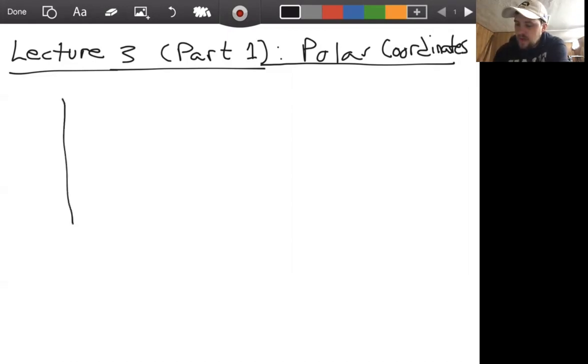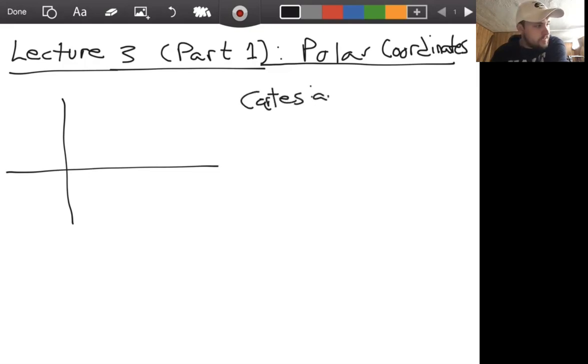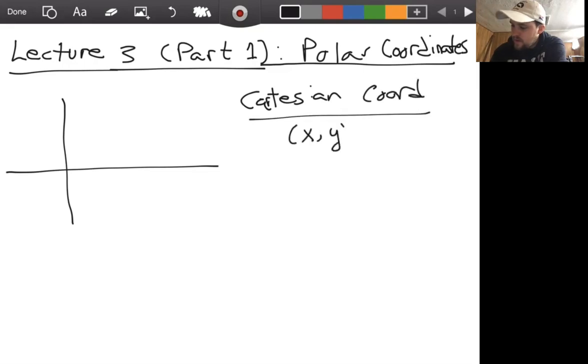Normally, what we're used to looking at here is Cartesian coordinates. So we know Cartesian coordinates are x and y, where x and y are both just real numbers, right? And what do Cartesian coordinates tell us? The x indicates how far away we are from the origin in the horizontal direction. Here, I'll label my axes.